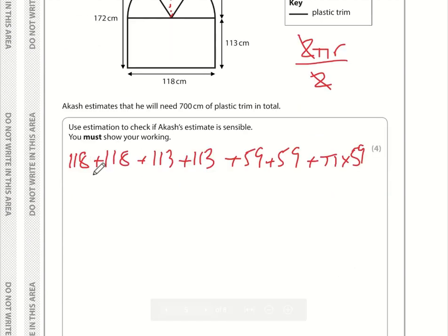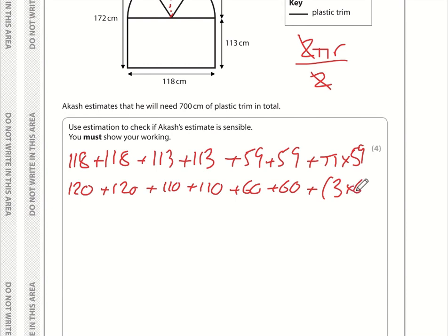Let's call 118, I would just call that 120, plus another 120, plus a 110, plus a 110, plus a 60, plus a 60. Now pi is 3.14, but here we're using estimations, so let's call it 3. So plus 3, and let's call the 59 60.